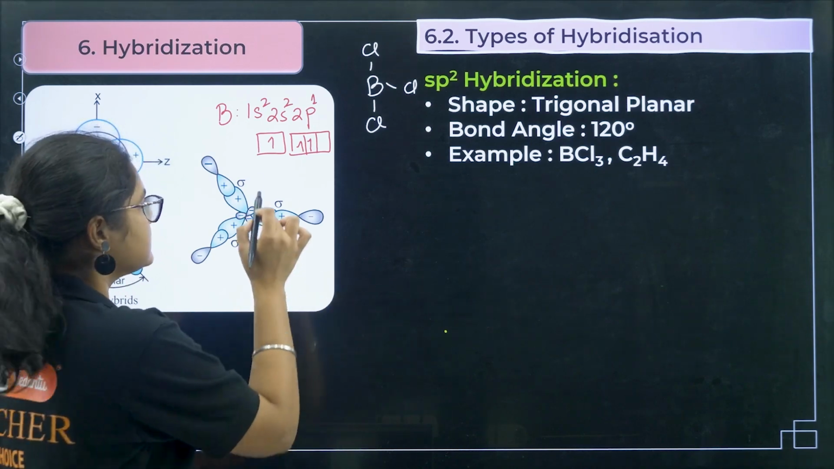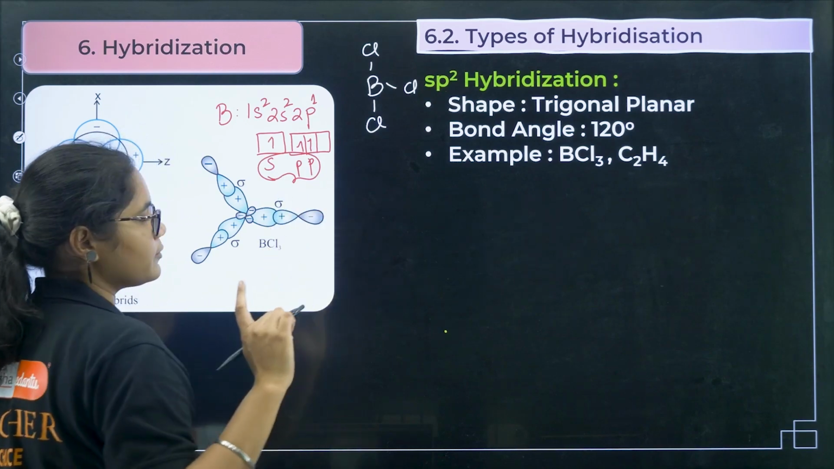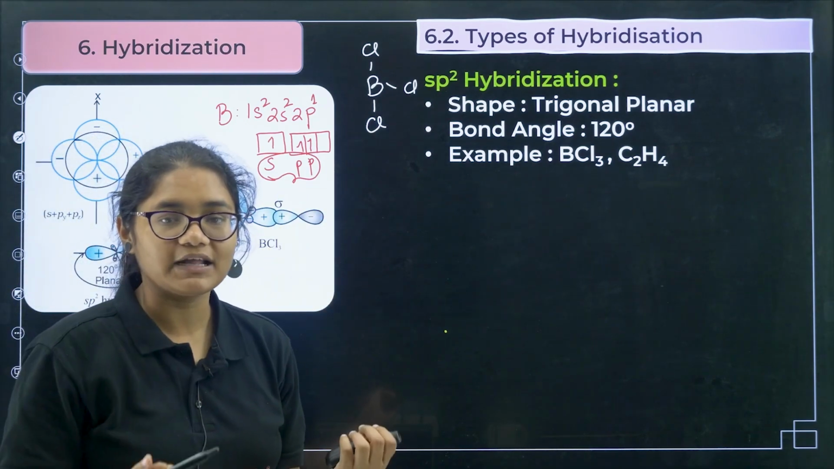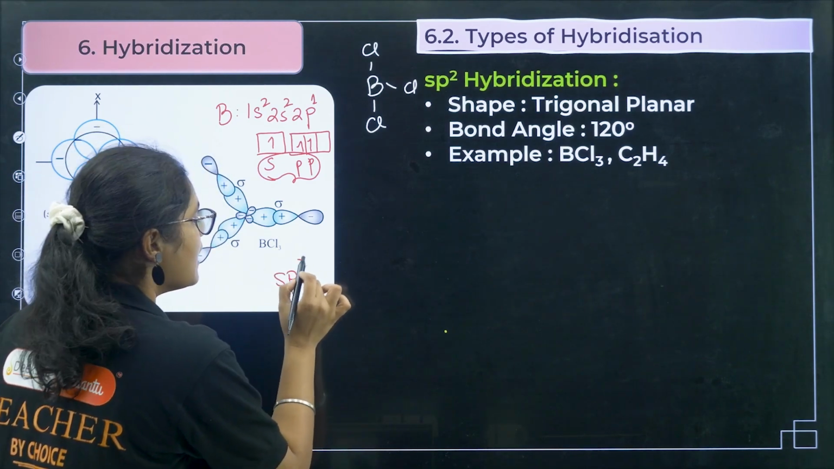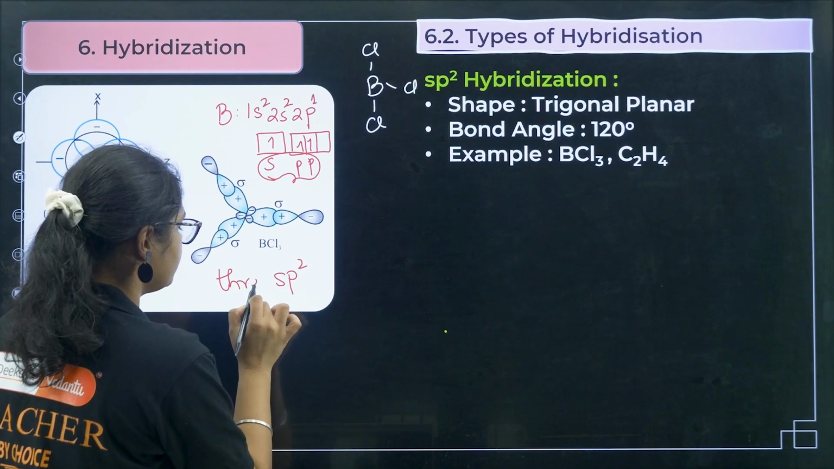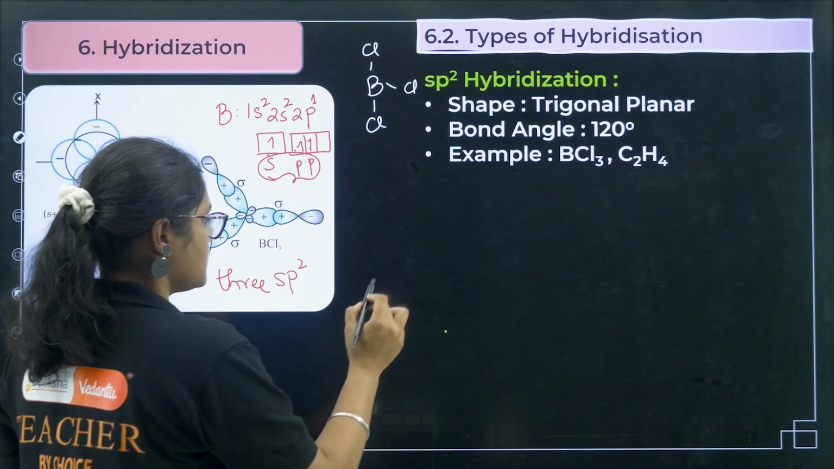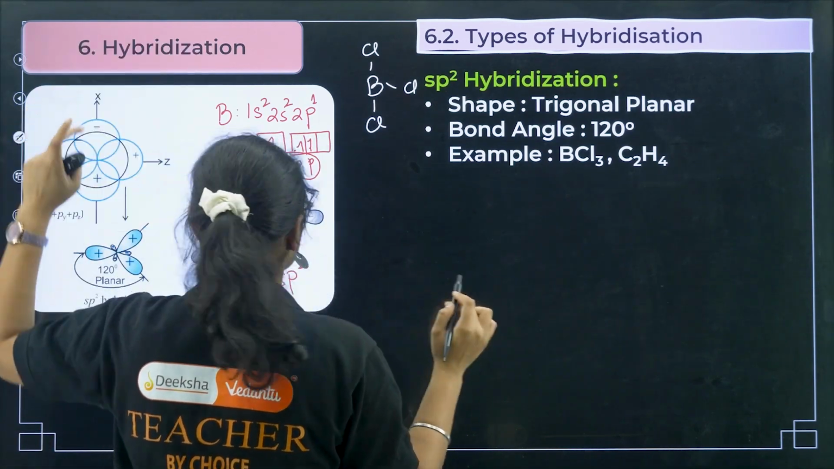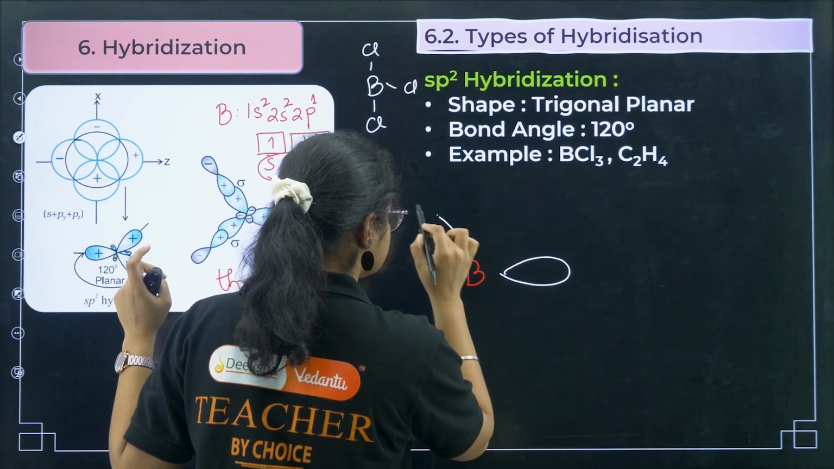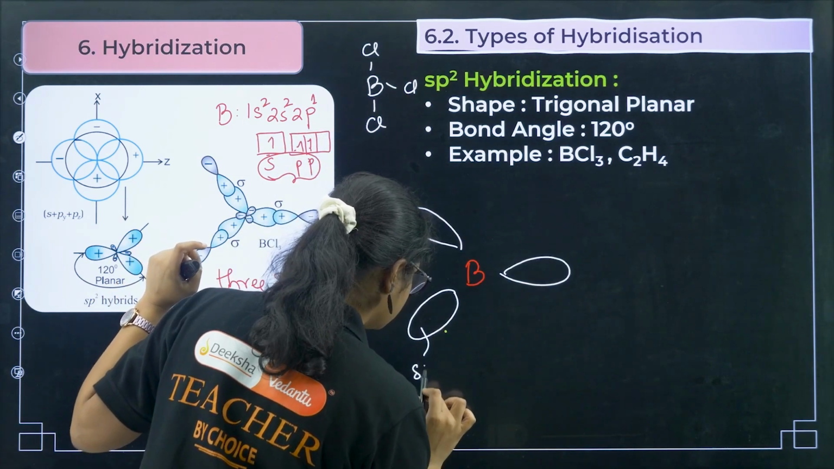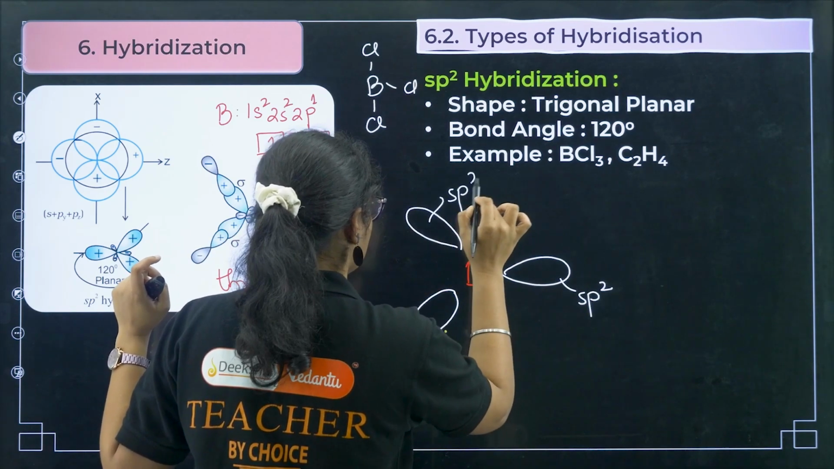Okay, now this is the s orbital and this is the p orbital, right? The 1s and 2p orbitals will undergo overlapping or hybridization to give you sp2 hybrid orbitals. What is the name of the hybrid orbitals? sp2. How many such sp2 orbitals will form? 3, because 3 orbitals have combined, right? So now boron has 3 sp2 hybrid orbitals. These are all sp2 hybrid orbital, sp2 hybrid orbital and sp2 hybrid orbital.